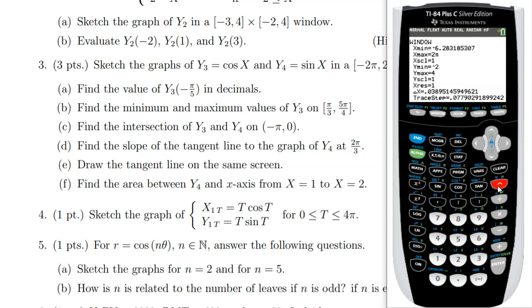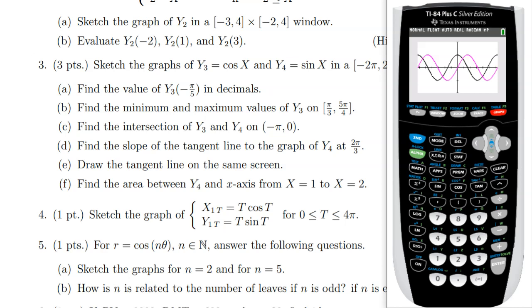It's so small. And then negative 2, which I already have, and a positive 2. Then sketch the graph. Okay, so this is going to be sine. The black one is cosine, and the pink one is sine of x.